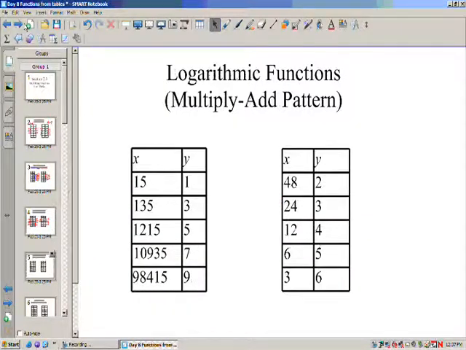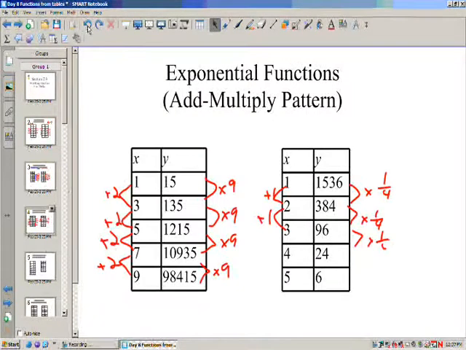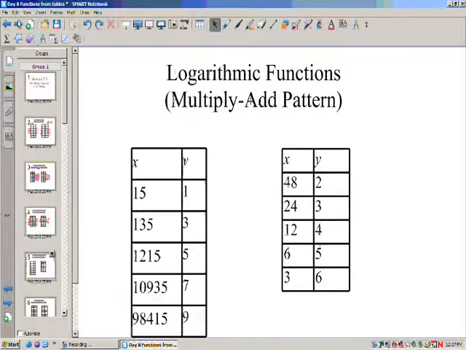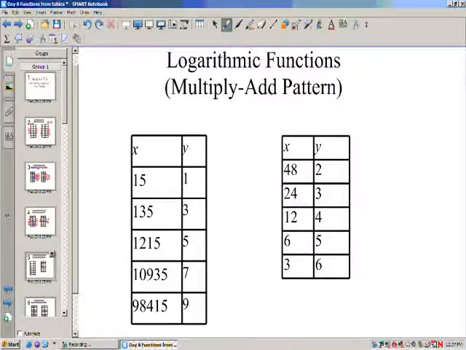Alright, for logarithmics, since a logarithmic function is the inverse of exponential, we have the opposite pattern. So this one is, oops, I didn't mean to do that. I guess it's stuck like that. Oh well, we can deal. It's a multiply add pattern. So I'm adding over here, and I'm multiplying over here.